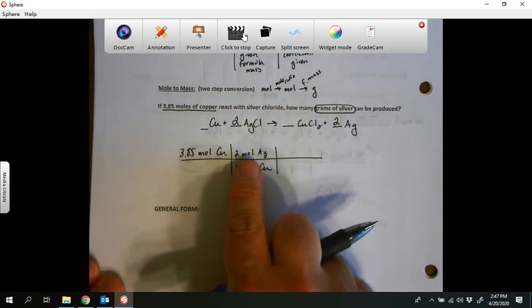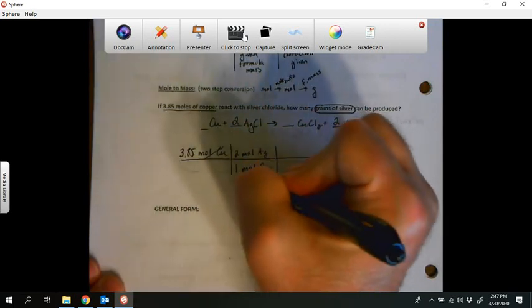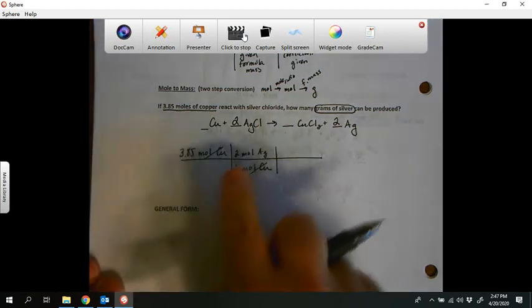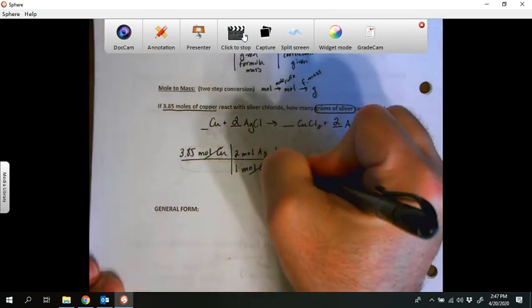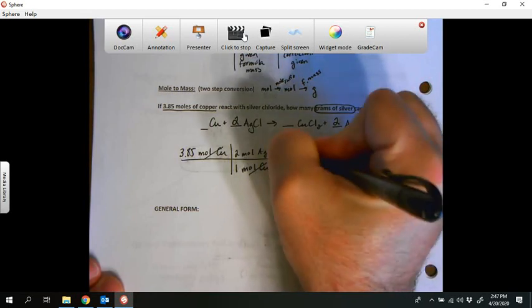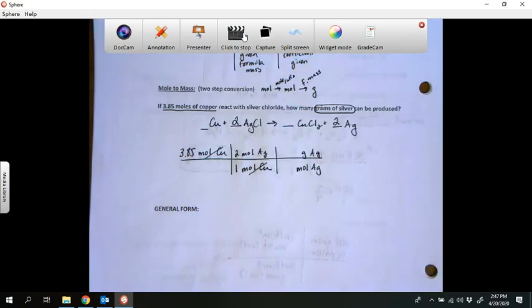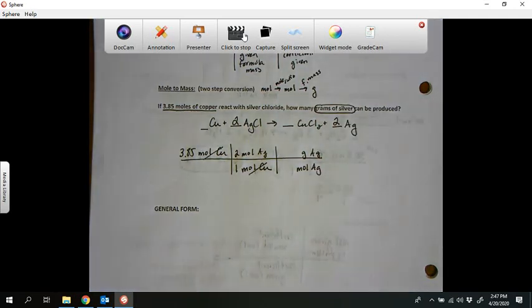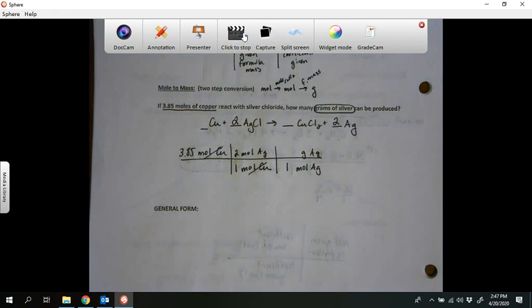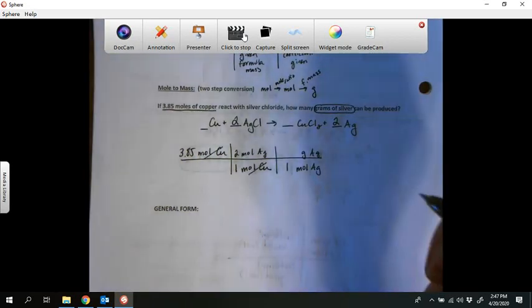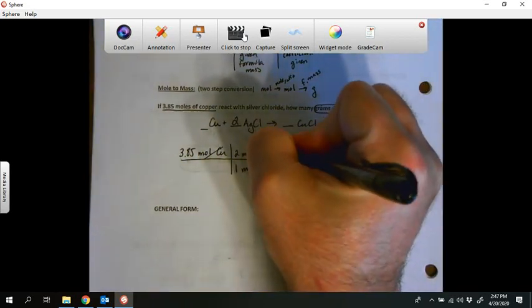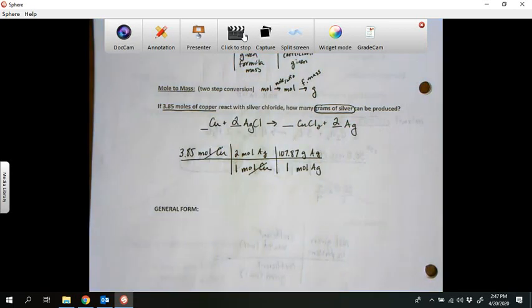Now, I don't want my answer to be in moles of silver. I want my answer to be in grams. So I want to get rid of moles of silver, so I'm going to put that unit down here, and I'm going to put the unit of grams of silver on top. Now, formula mass tells us how many grams of something there are in 1 mole. So I have to look up the mass of silver. We don't have to do a formula mass. We're just going to use the atomic mass straight from the periodic table, rounded to the hundredths place. So for silver, that's 107.87 grams.